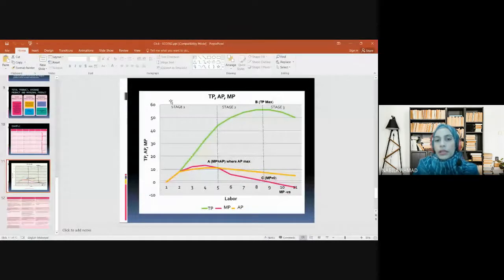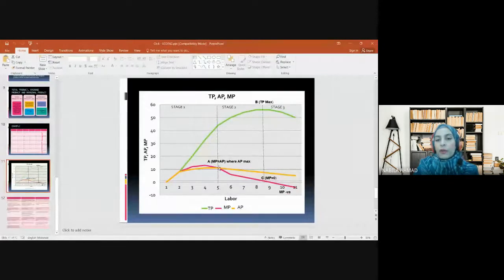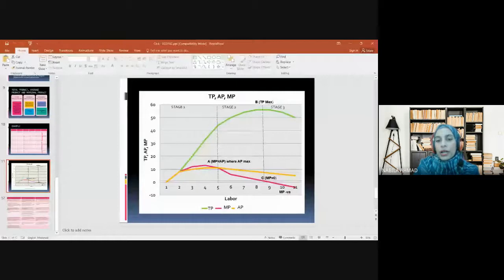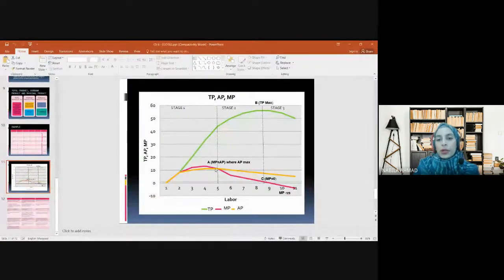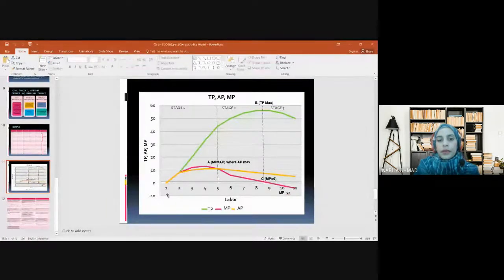So stage number 1 akan berlaku di mana labor 0 sampailah average product equals to marginal product. So when average product equals to marginal product, average product adalah maximum. Okay, so apa yang berlaku dalam stage 1 adalah when labor is hired, so what happened at the beginning?